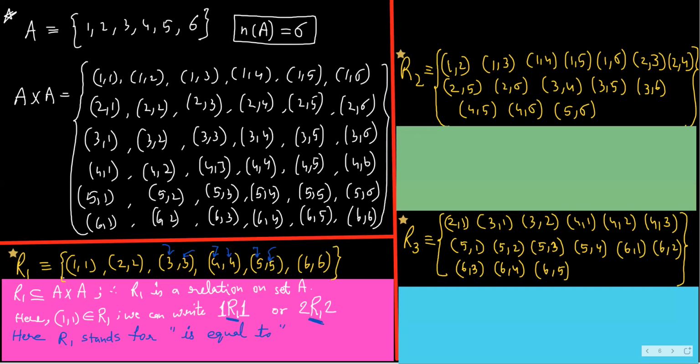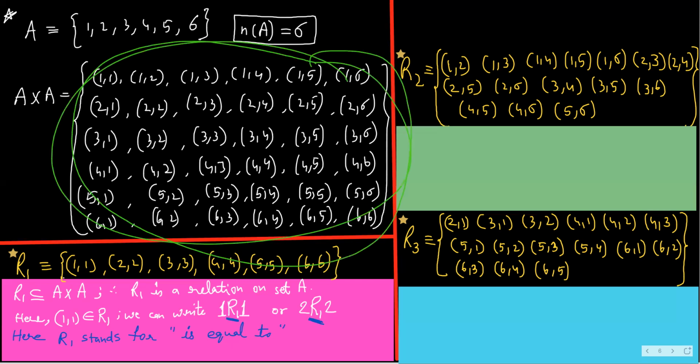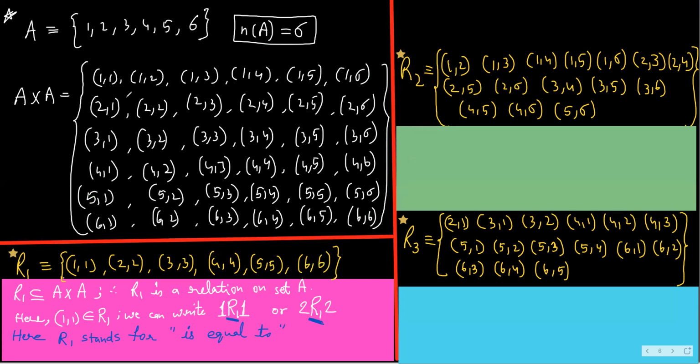That is the reason that of the 36 elements that you have here, the ordered pairs which satisfy this relation are in R1. There are 6 ordered pairs which satisfy this relation. Which relation? Is equal to. That's why they are here.